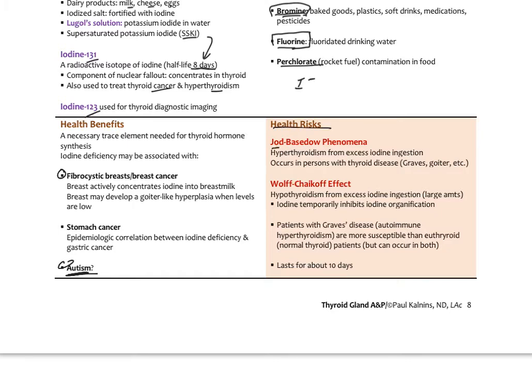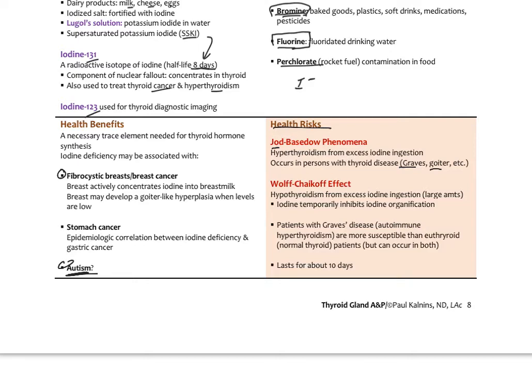There's something called the Jod-Basedow phenomenon, and that is basically hyperthyroidism from excess iodine ingestion. I've had a couple of patients who thought it would be a good idea to take 1 to 2 milligrams of iodine, kind of to support their thyroid, and they actually developed hyperthyroidism. And this typically occurs not in normal patients with normal thyroids, but patients who already have a predisposition to Graves or goiter. So there's some underlying thyroid pathology already.